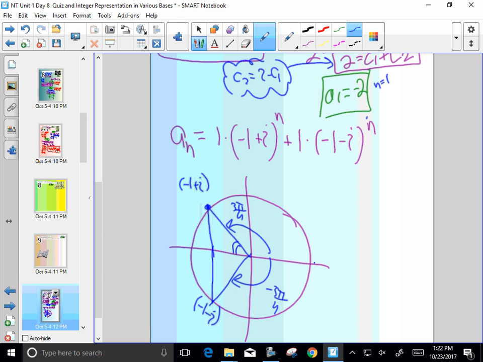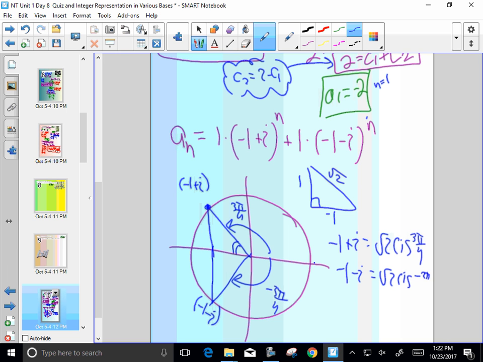We do need a distance here, though. So on my triangle, this is 1 and this is 1. Actually, it's negative 1. And so what will this radius be? Square root of 2. So this negative 1 plus i is going to be square root of 2 cis 3 pi over 4. What's negative 1 minus i going to be? Square root of 2 cis negative 3 pi over 4.